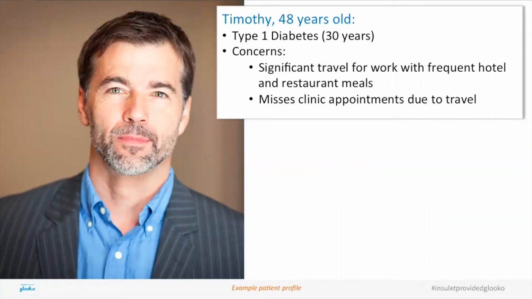This fourth individual is Timothy, a patient with type 1 diabetes on continuous subcutaneous insulin infusion. Timothy travels a lot for his sales job, and as a result, he is constantly staying in hotels and consuming hotel and restaurant meals, which can make it difficult to carb count accurately. He frequently misses appointments, but wants to improve his blood glucose control.